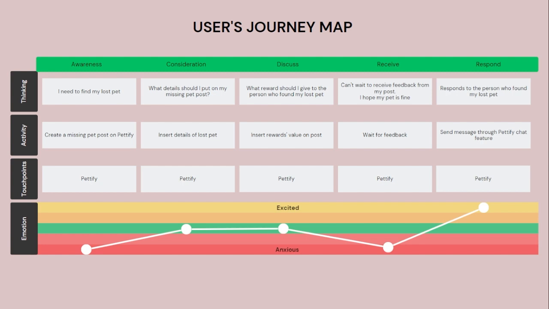Discuss will be inserting the rewards value on post. Coming on to the receive is wait for feedback for activity. And lastly is sending a message through Pettify chat feature. Touch points. All of these activities and thinking will mostly be done in Pettify.